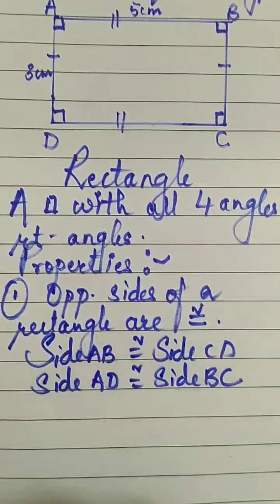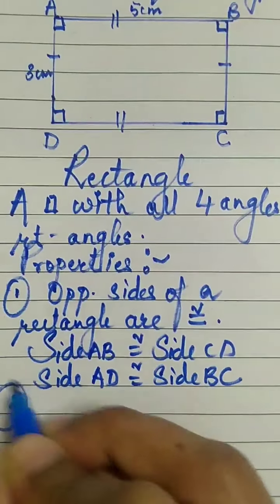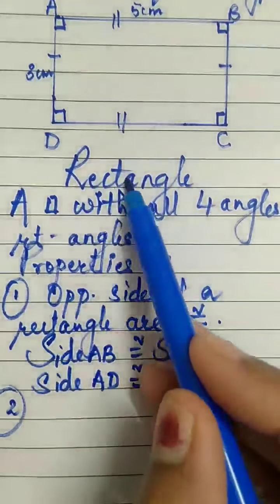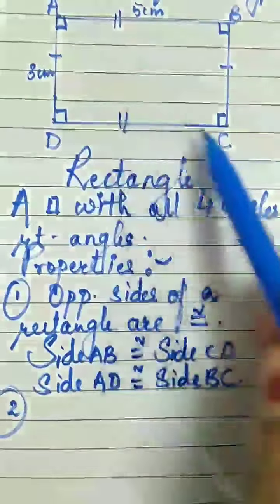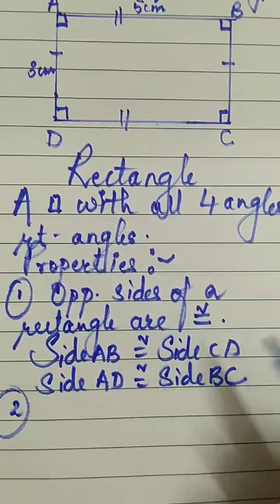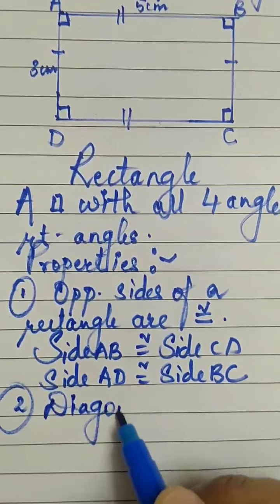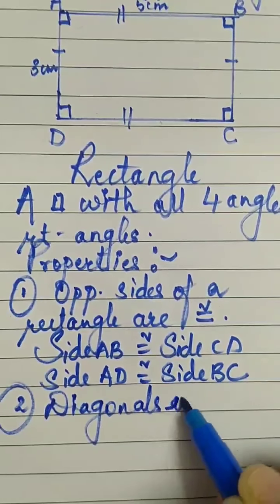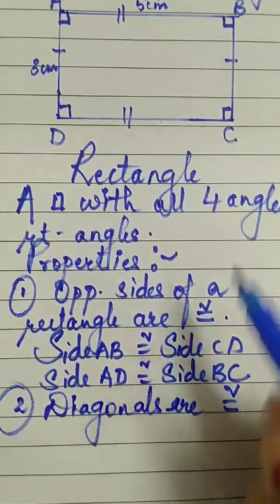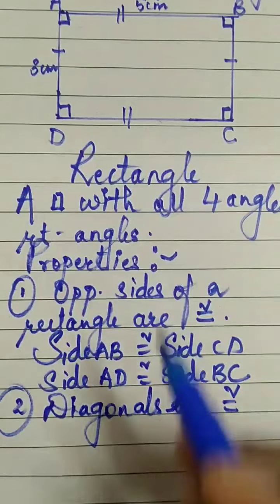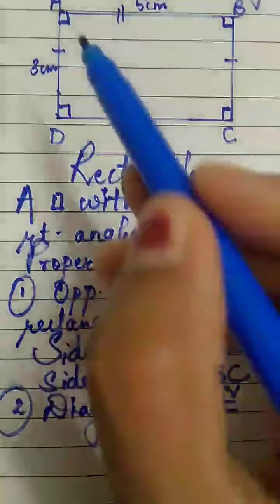So what is the second property that you learned from this? We learned that for a rectangle, the diagonals are congruent. So you need not learn it by heart. What is the second property? Diagonals of a rectangle are congruent. Understood? So how will you write that property here?